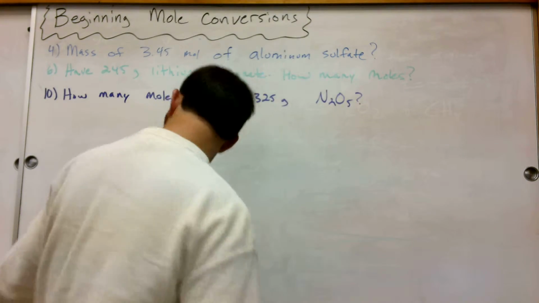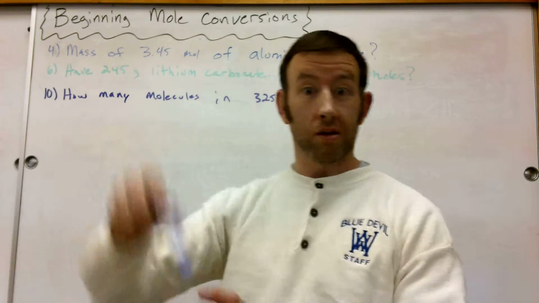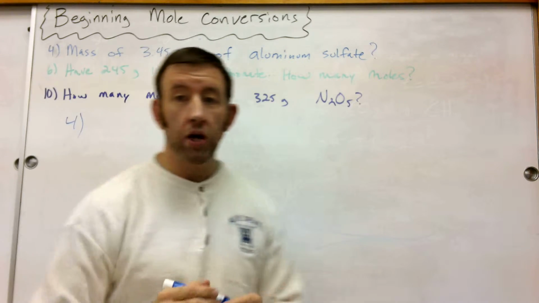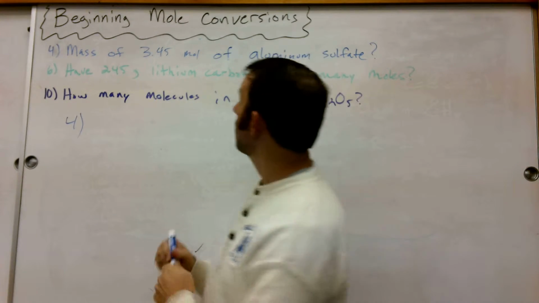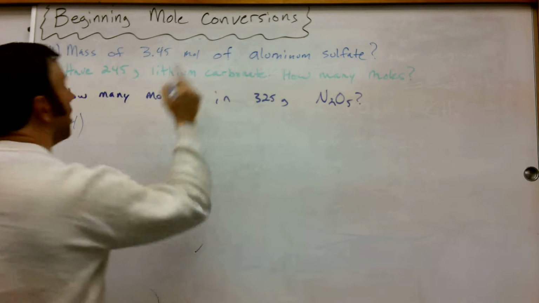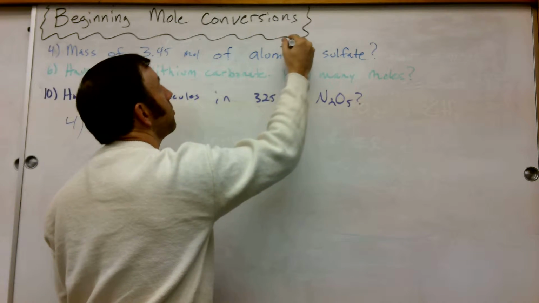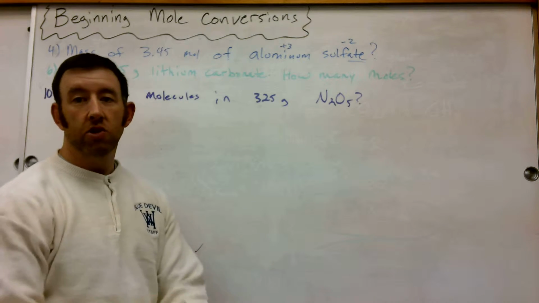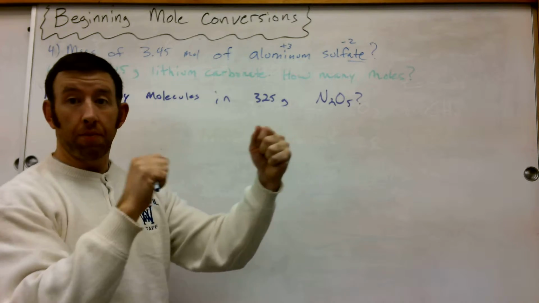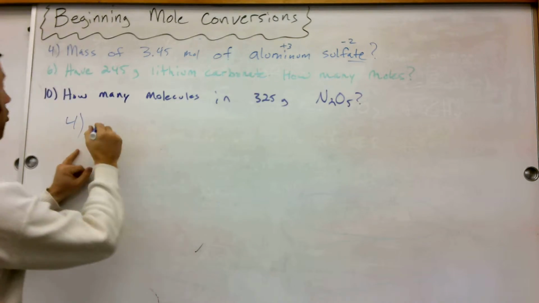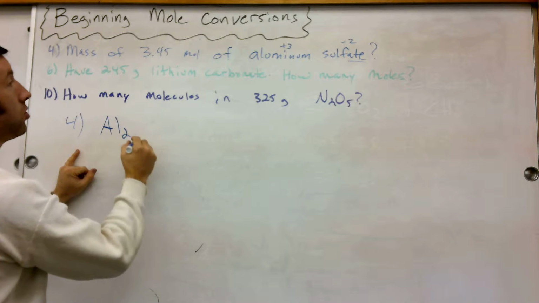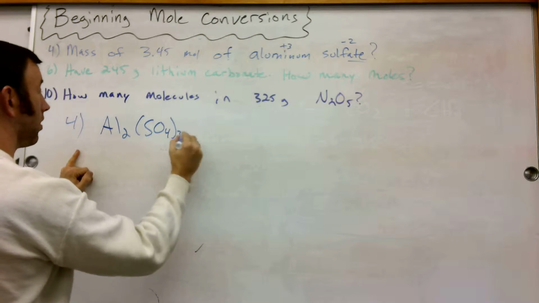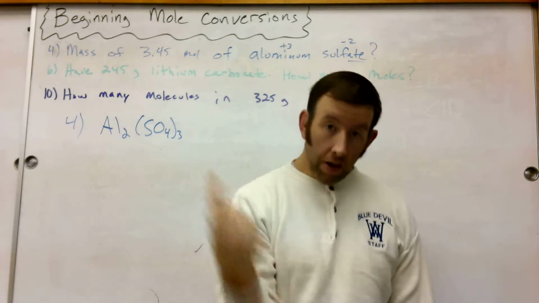Find my blue marker, please. So number 4. We are trying to find the mass of 3.45 moles of aluminum sulfate. I'm going to start by writing my formula. Aluminum I know is +3, sulfates are -2, right? That ATE tells me it's from the back side where we put that polyatomic ion sheet. So my formula is going to be Al2, and then SO4, 3. So now I know my formula.